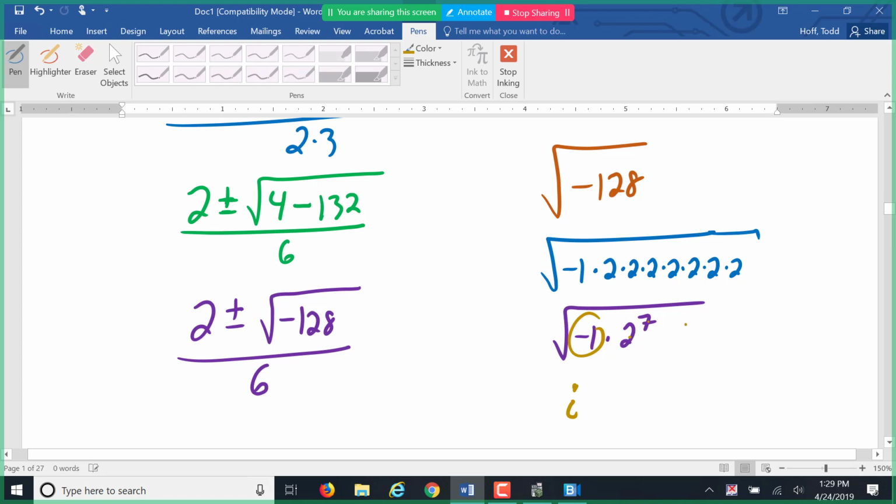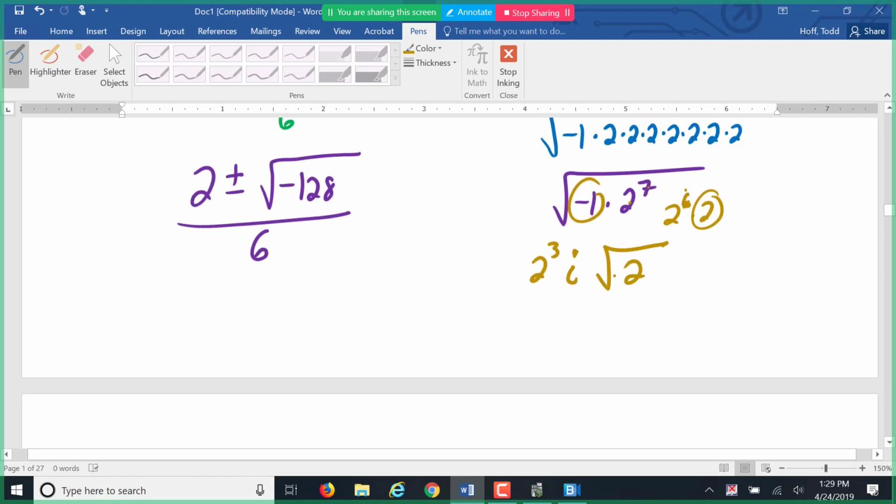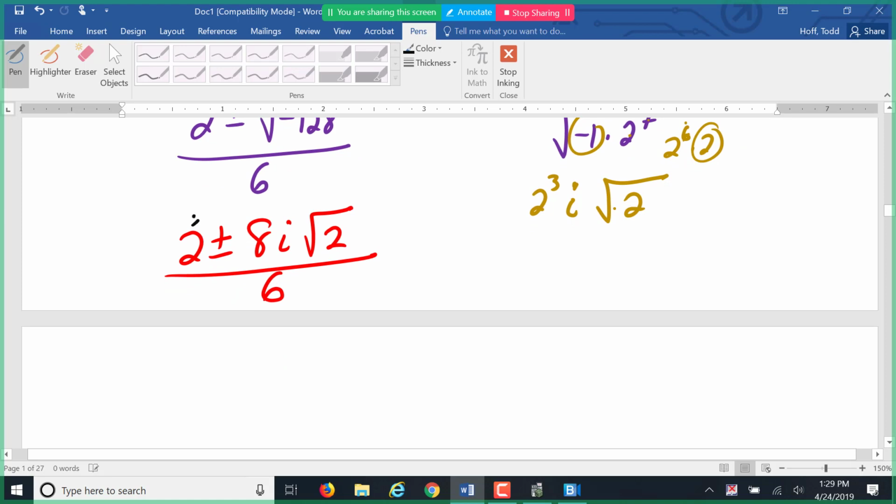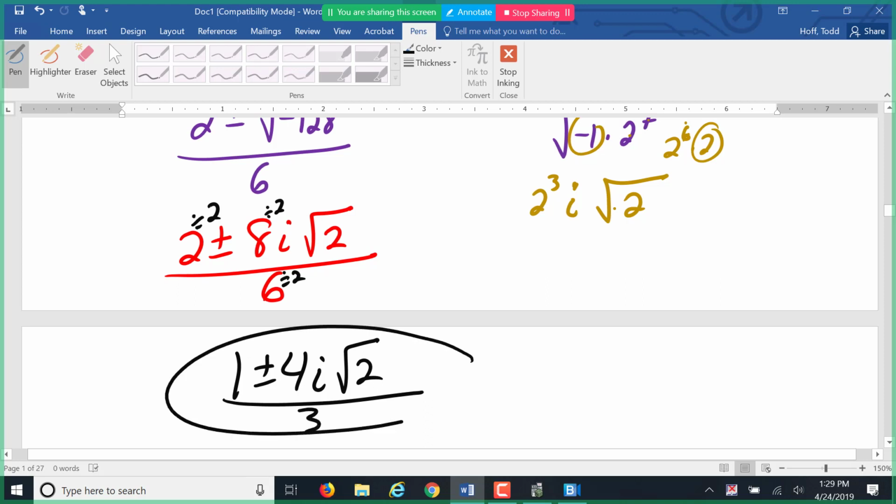2 to the 7th, I'm going to break it into 2 to the 6th times 2 to the 1, or just 2. So I'm going to leave a 2 inside the square root. 2 to the 6th is going to come out and be 2 to the 3rd. Remember, we divide the power in half with the root. 2 to the 3rd is just 8. So this is 2 plus or minus 8i times the square root of 2 over 6. Not quite done yet. Can anybody tell me what still needs to happen? Each of those divides by 2. So it's 1 plus or minus 4i times the square root of 2 over 3.